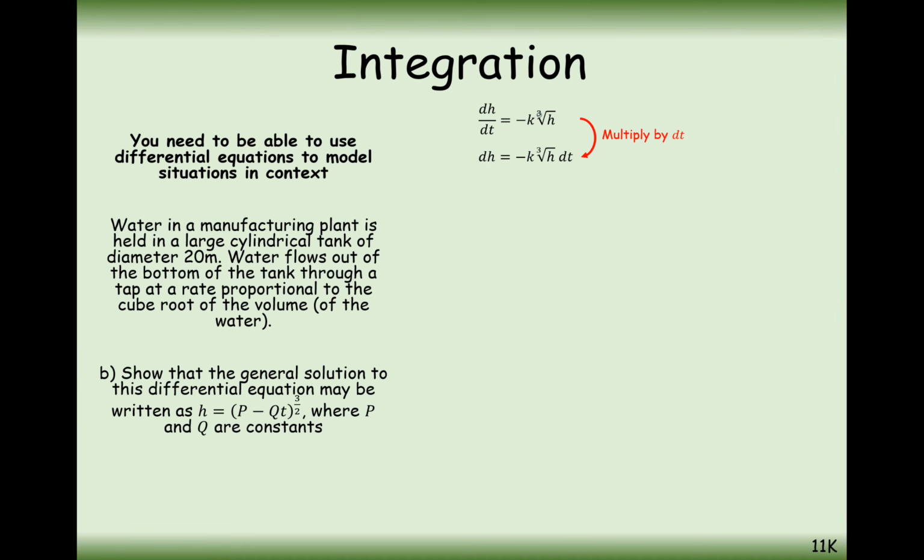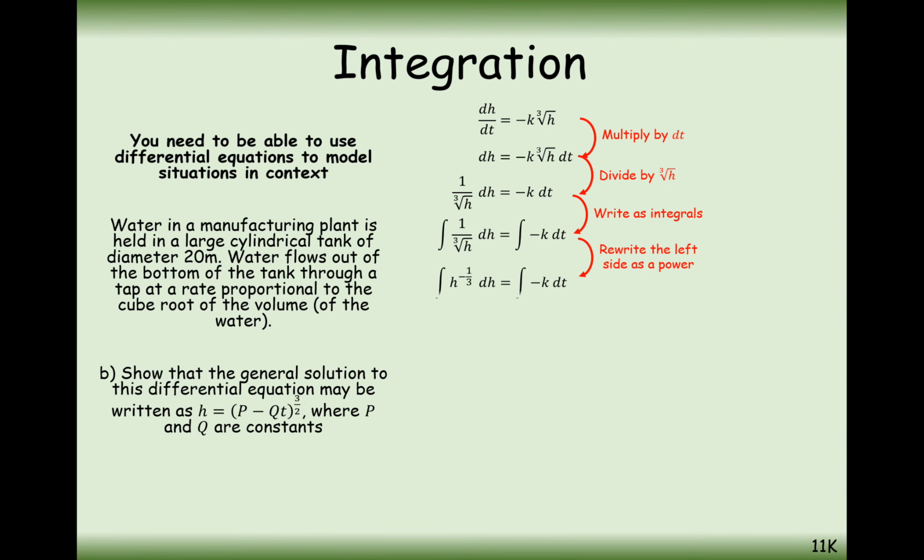So in this case here, we're going to times by dt and divide by the cube root of h. So now we're going to integrate both sides. Now in order to integrate this left hand side here, it would probably be better to write it as a power. And now we're going to use the integration rule of increasing the power by 1, dividing by that new power. So it's now h to the power of 2 over 3 divided by 2 over 3 equals minus kt. Now remember, k here is just a number. Think of it like minus 7. Minus 7 would integrate to minus 7t, minus k will integrate to minus kt, plus c.